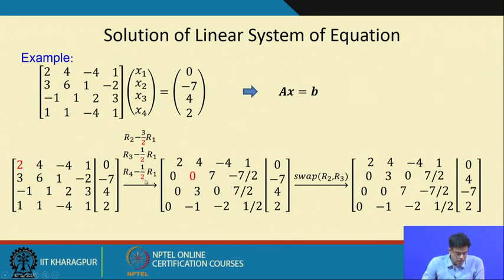Now, once x1 is removed from the second, third and fourth equations, our next objective is to remove x2 and x3 from the third and fourth equations. If I want to remove x2 from the third equation, then we have to again look for the pivot. Now, you see the pivot here is 0.